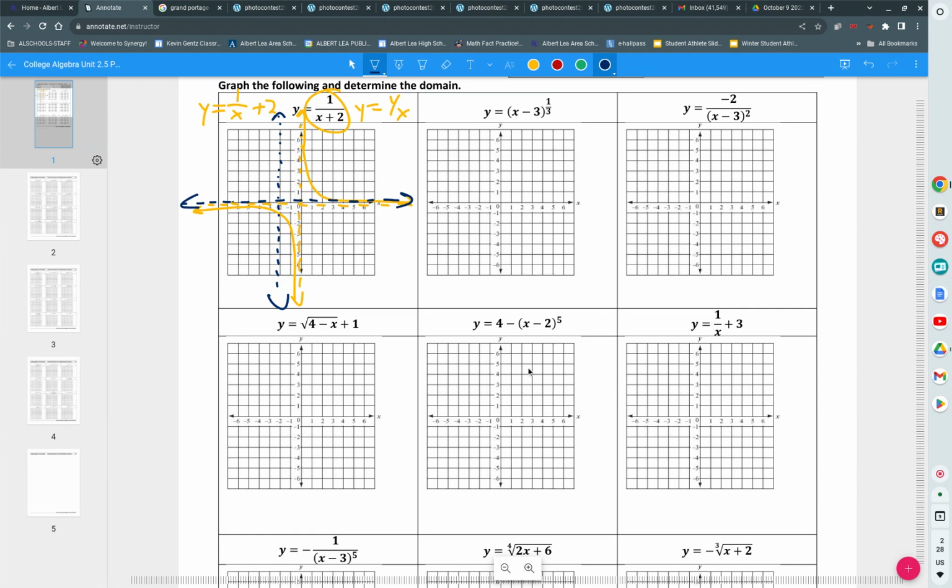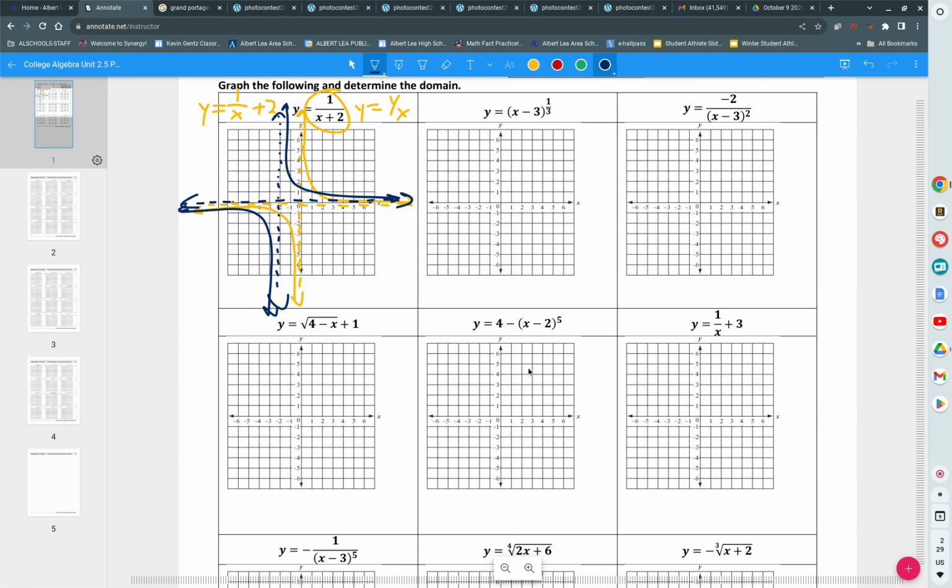And I have my horizontal asymptote. Okay? So notice that everything just shifts to the left, and then you have this shape and that shape. Not too bad, huh? Okay, let's try some more.